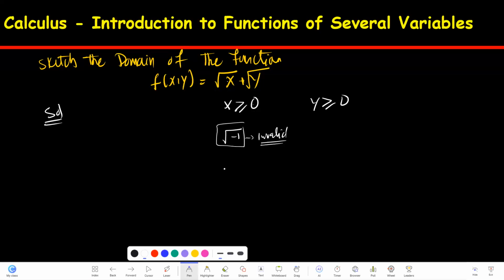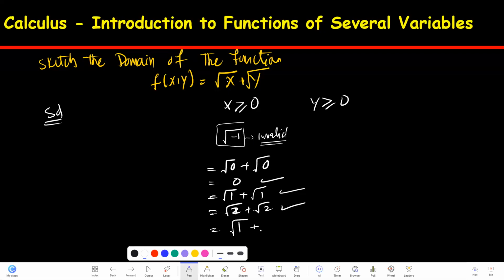If I say 0, it's going to be square root 0 plus square root 0. The answer of the function will be 0. So I'm good with that. If I put 1 plus 1, I'm good with that. If I substitute 2 plus 2, I'm good with that. If I substitute 1 plus 2 for a y value of 2, I'm also good with that. So I'm going to say my domain of this function.